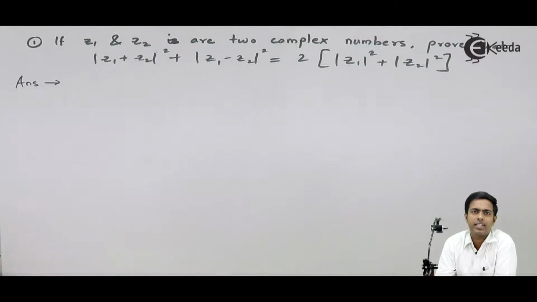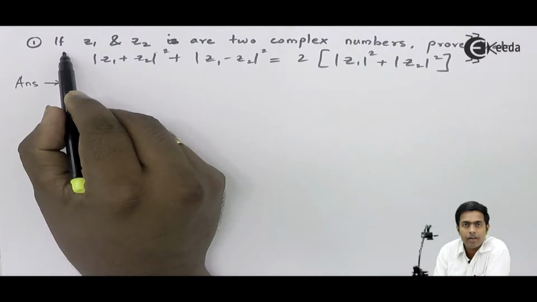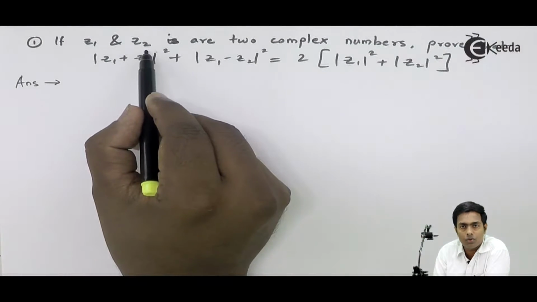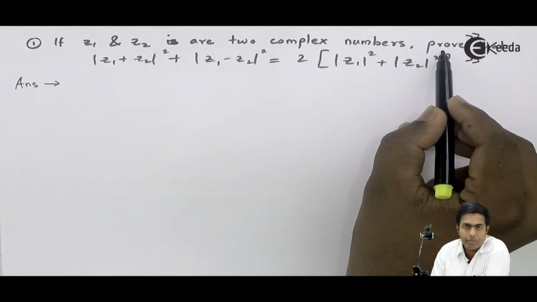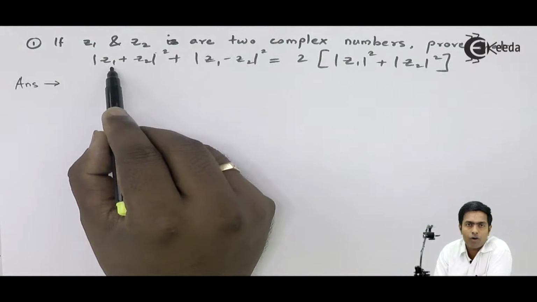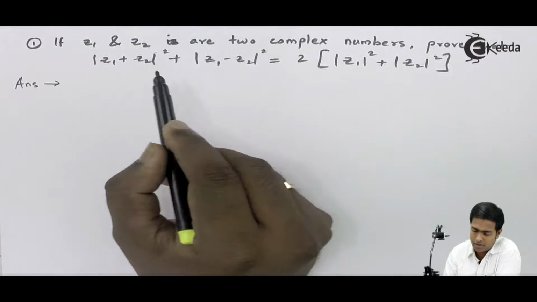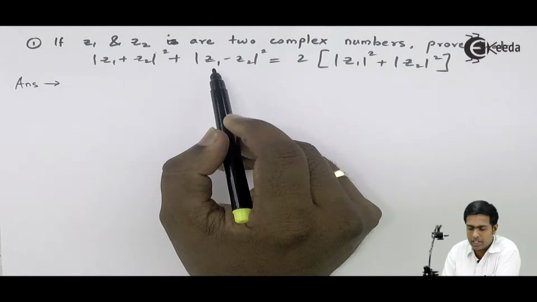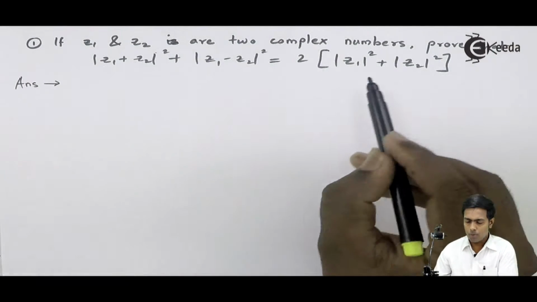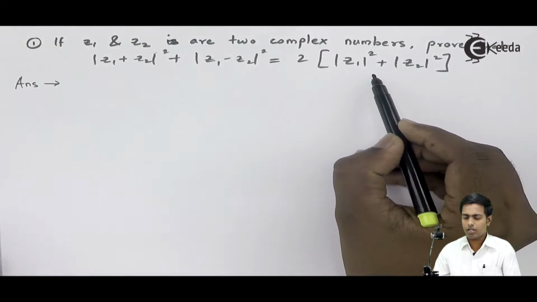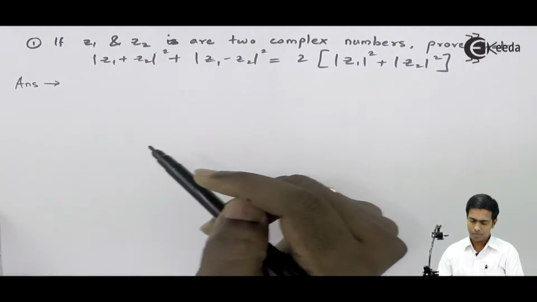So first example is, if Z1 and Z2 are two complex numbers, then prove that mod of Z1 plus Z2 the whole square plus mod of Z1 minus Z2 the whole square is equal to 2 times mod of Z1 the whole square plus mod of Z2 the whole square.